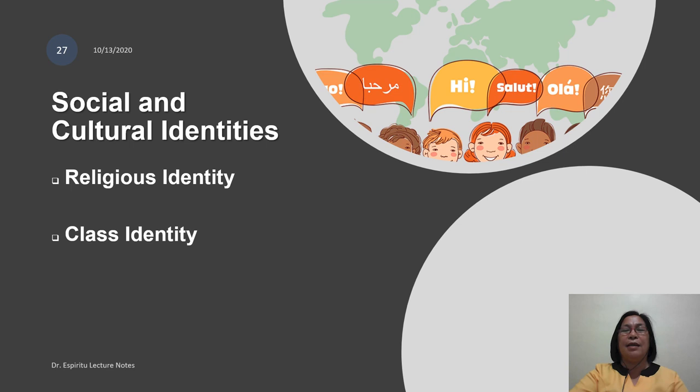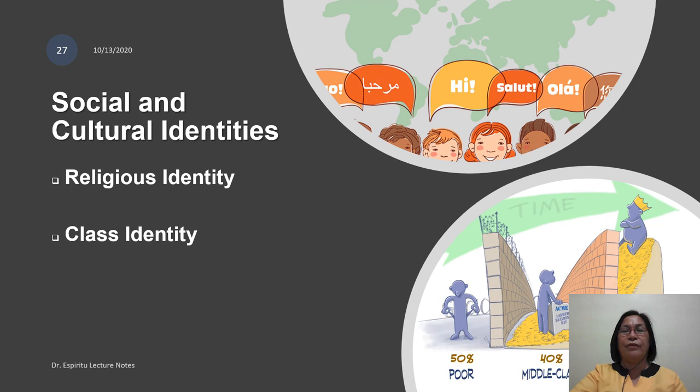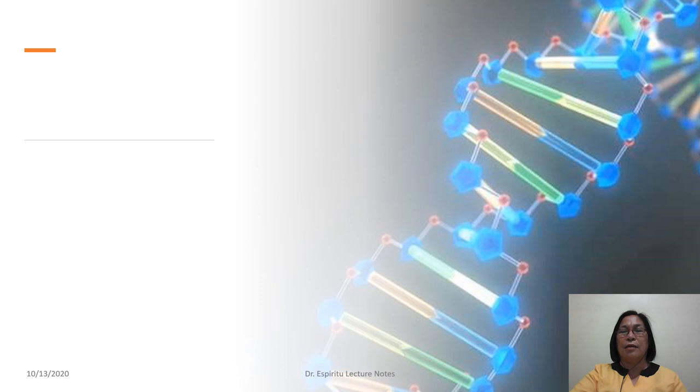I want to make this an example. So for the class identity, I'm sorry if it's covered. So the class identity, we have the rich, the poor, the upper class, the middle class, and the lower class. Sometimes that hinders our communication relationship with other people. So those who are living in high-end subdivisions with lots of cars compared to those who are commuters, they may have differences also in the way they communicate with each other. So it's very clear in the urban, in the city, in Metro Manila, for example.